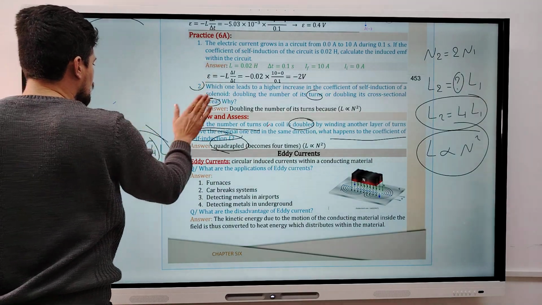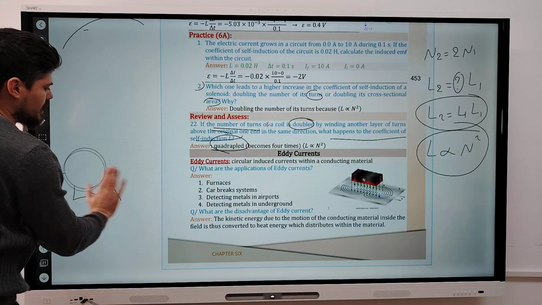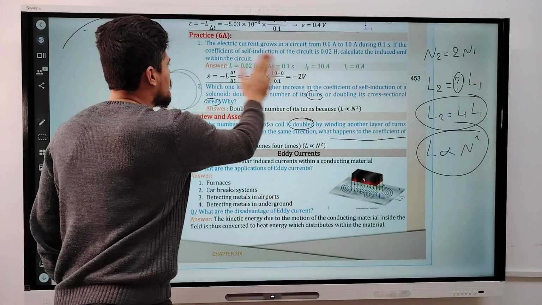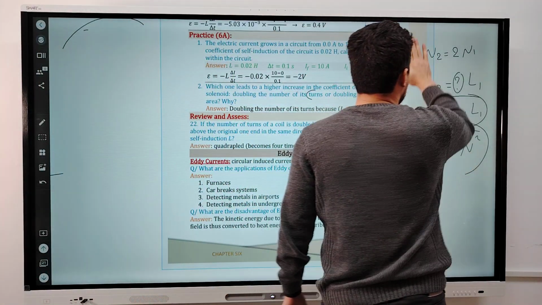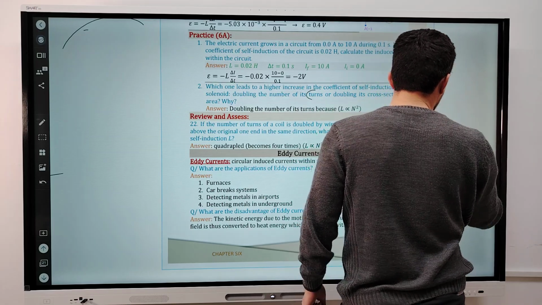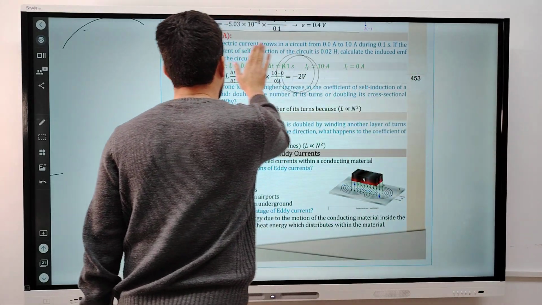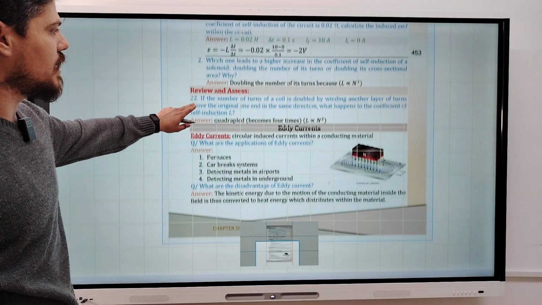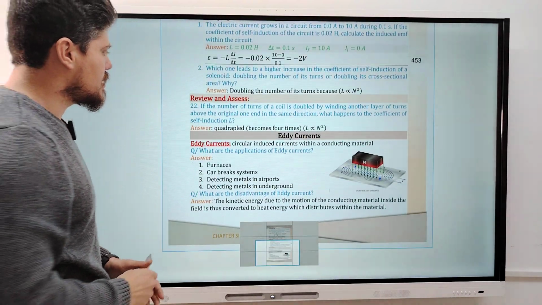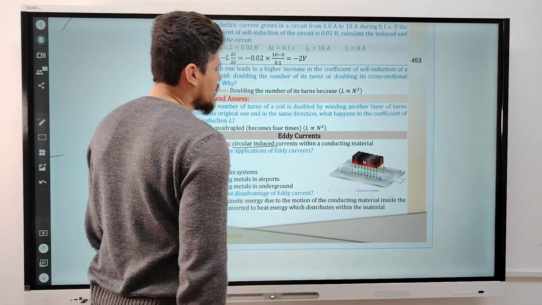Okay? So the last topic in this section is about the eddy current. What is the eddy current? It is a small circular current that is produced as a result of a changing magnetic field. What is eddy current? Circular induced current.